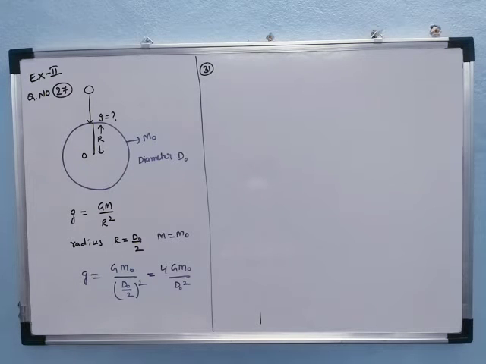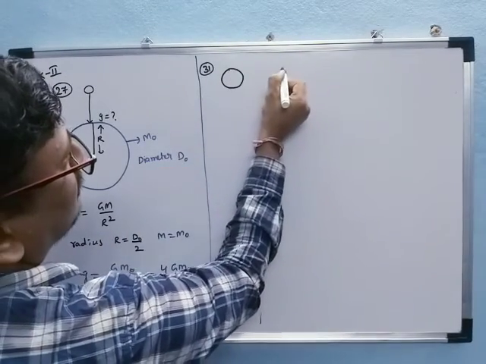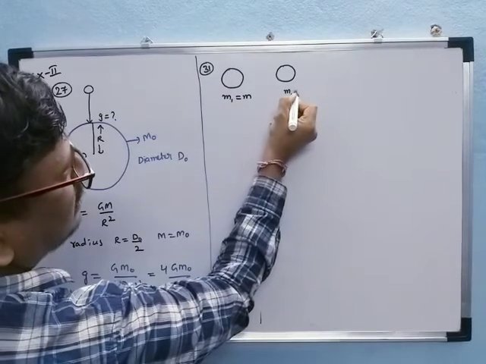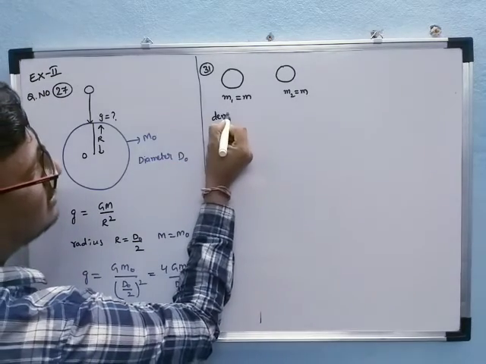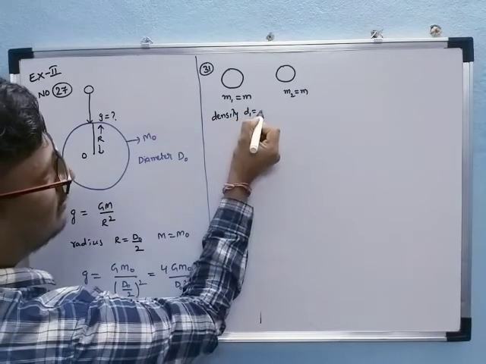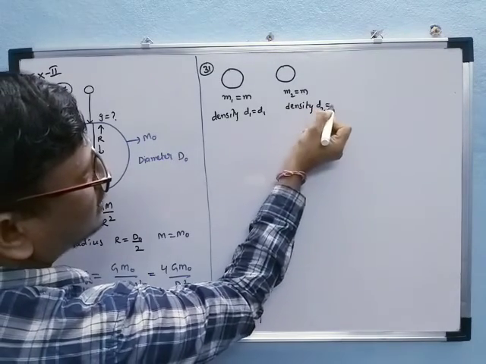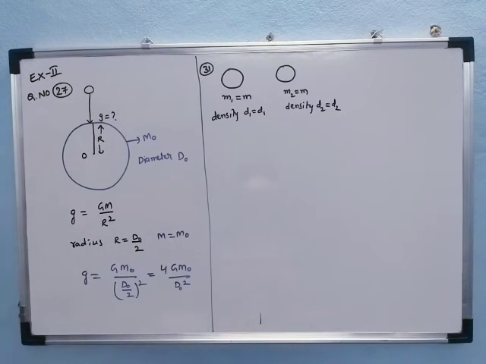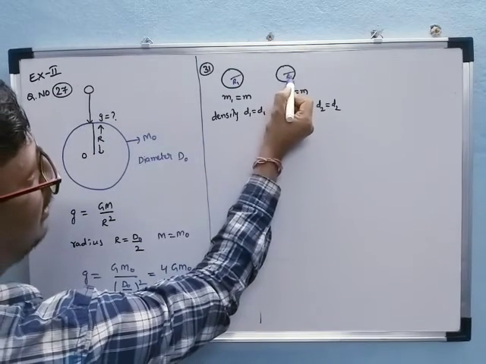So how can we find the ratio of the radii? Here two planets are given. Its mass is the same: M1 is equal to M and M2 is equal to M. And here the densities are given: the density of the first planet is d1 and the density of the second planet is d2. And we need to find the ratio of the radii, where the radius of the first is R1 and of the second is R2.